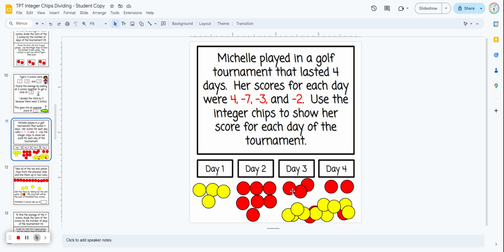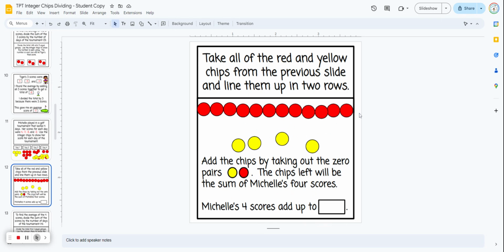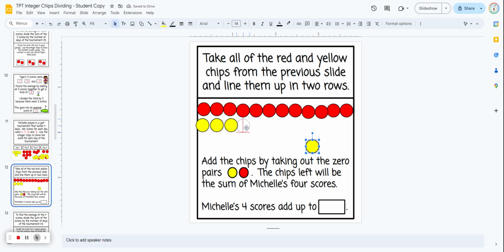So students are going to have to line these up on the next slide. So here if we add all the red chips together, we get negative 12. So there's 12 red and 4 yellow. And here I've gone ahead and lined up the red chips just to save time. But students are going to line up all of these chips, the 12 red and the 4 yellow. Now if we take out the 0 pairs, we add them together, we're going to get a total score of negative 8.